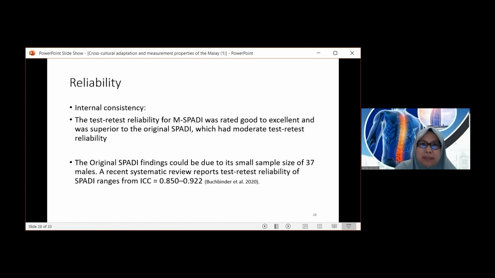The test-retest reliability for M-SPADI was rated good to excellent and was superior to the original SPADI, which had moderate test-retest reliability. The original SPADI finding could be due to a small sample size of 37 males compared to us, where we have about 56 or 130 participants, and a recent systematic review reported that test-retest reliability of SPADI ranges from ICC of 0.85 to 0.92.